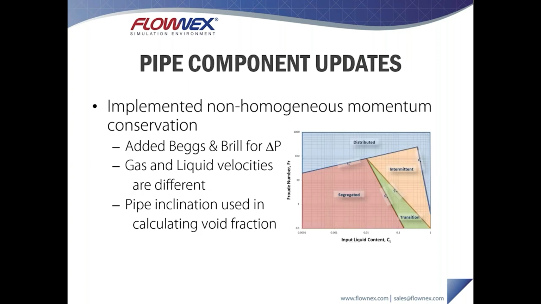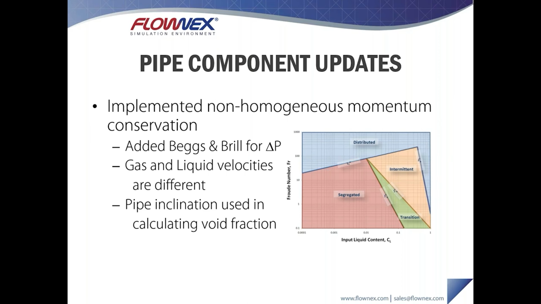Just a little bit of information on this Beggs and Brill correlation. This is fully documented in the new Flownex release. So if you do have a copy of the software, you can check it out in the Flownex theory manual. Alternatively, if you'd like to know more information, please let me know and I will send that entire section onto you, where you can read through all of the details as to how this pressure drop is calculated.